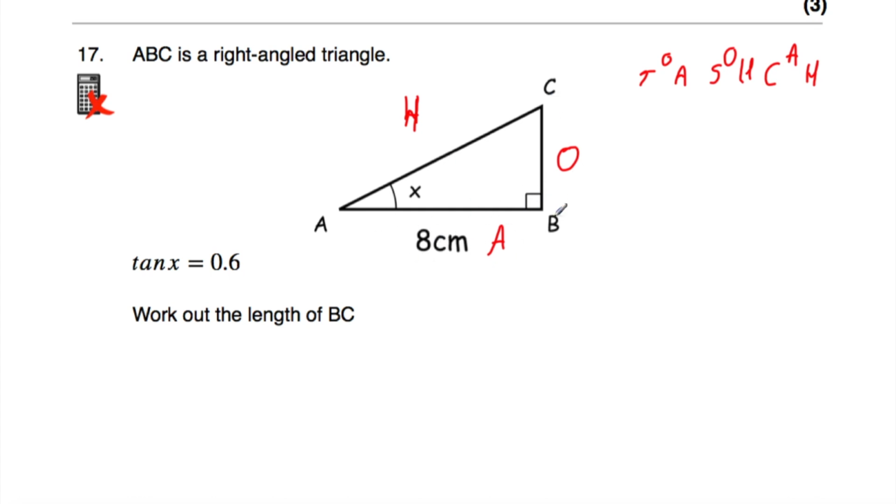We want to work out the length of BC, so we want to work out the length of this side, so we're trying to find O, and that means we're not using the hypotenuse, so let's cross off the hypotenuse. So we're not using that triangle, and we're not using that triangle. So in this question, we're going to be using tan.